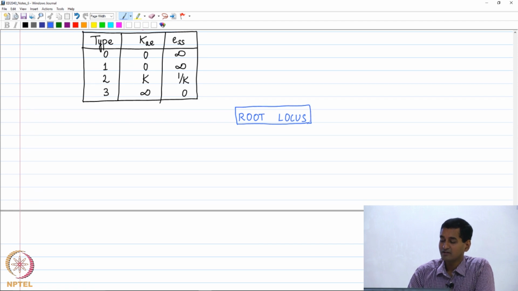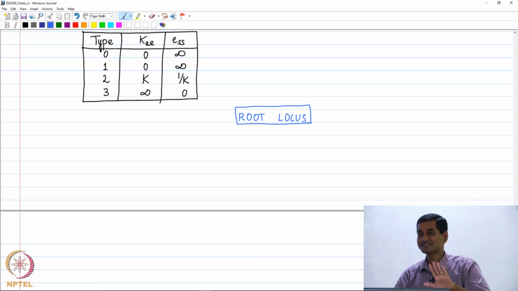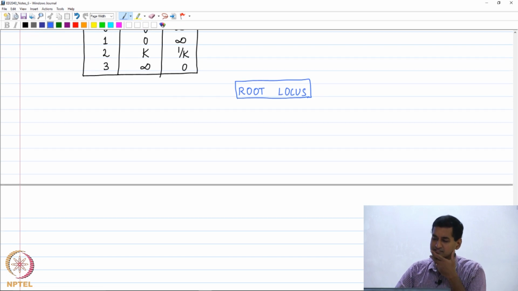Okay. So his question was, why can we not use a type 2 system to begin with? The problem is that the moment you have a type 2 system, you have a 1 by s squared term, right? You have two open loop poles at the origin. We will shortly see that even stabilizing with one open loop pole at the origin is going to be challenging. Two open loop poles, it's going to be even more difficult. So the moment you keep on increasing the number of open loop poles at the origin, closed loop stability becomes a challenge. In this analysis, we are assuming that the closed loop system is stable, but practically stabilizing it is going to be difficult. Okay. Let's do root locus.